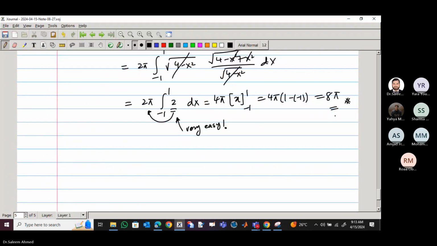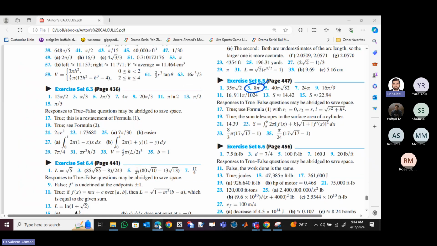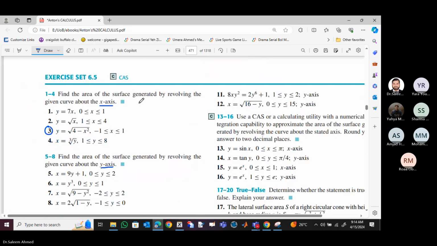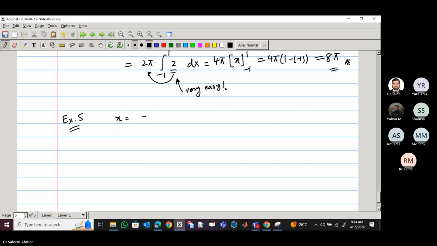Agree? So in a similar fashion, you can do one problem. Let's say I can make you an integral. Let's say 5. Right? So in 5, x should be given in terms of y. Even if y is given, we have to write it in terms of x. So here, x is 9y plus 1, y is from 0 to 2.